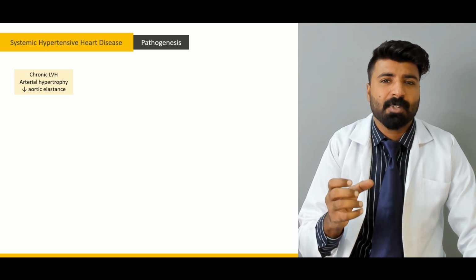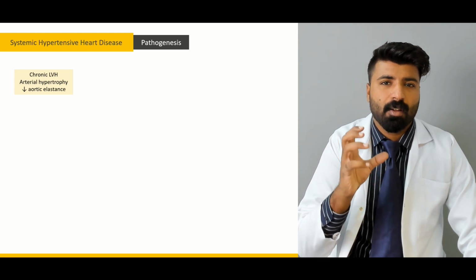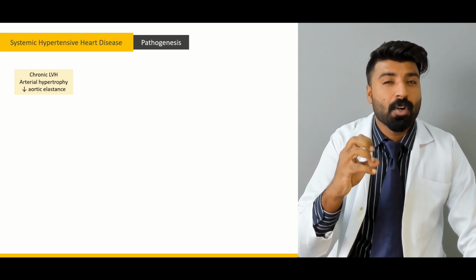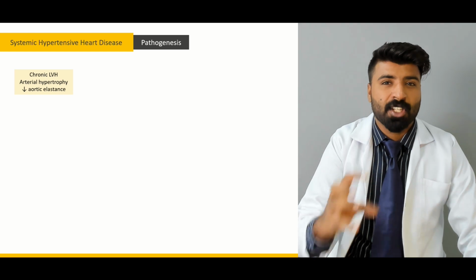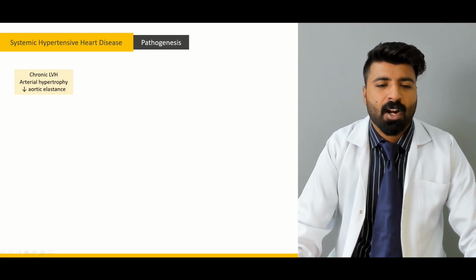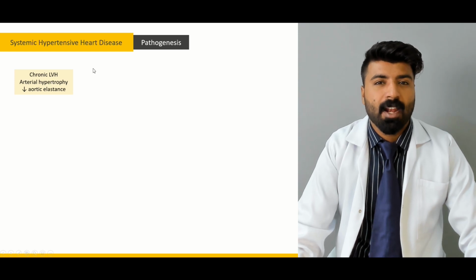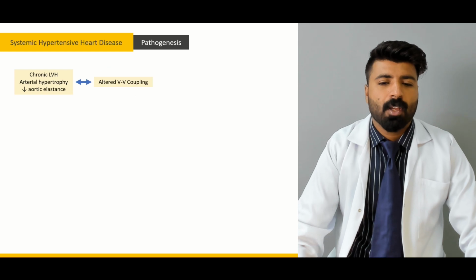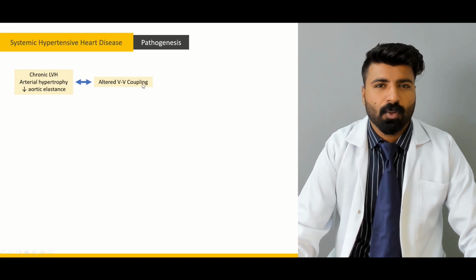Decreased aortic elastance means it's not up to that point that it can increase or decrease and show its elastic power to sustain the blood pressure. When that elastance is gone and arterial hypertrophy is happening and chronic left ventricular hypertrophy is happening, what's going to go? Altered VV coupling will go on.